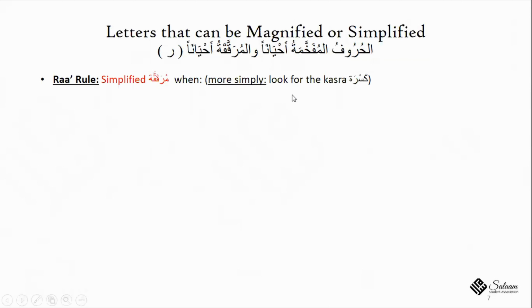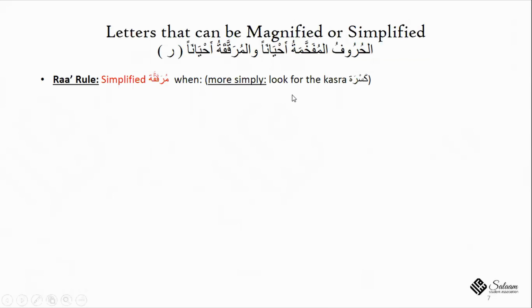Otherwise, if you don't have one of these four, it will be magnified. I'm trying to say this to make it easy for you guys, because the magnification has eight cases, and this is the most difficult part in the magnification and simplification, the letter ra. So my advice is to memorize the four positions that you need to make the ra muraqqaqa, and otherwise it will be mufakhama. Let's go over them very quickly.